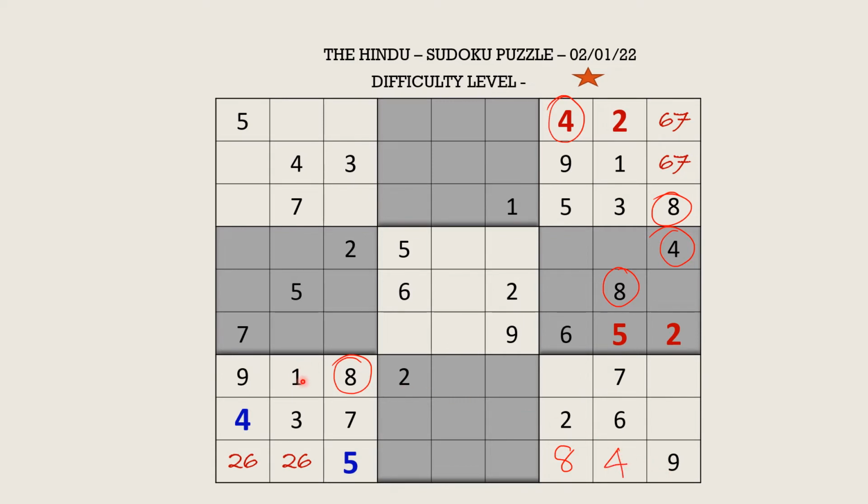There is a 1 here which blocks here. So this is a 1. This 5 blocks here. So this is 5 and this cell takes 3. So in this column, the only missing number is 3. There is a 9 here which blocks here. So this cell takes 9. The missing numbers are 1 and 7.